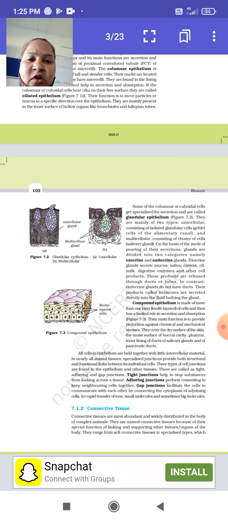Now, on the basis of the mode of pouring out of the secretion, glands are again divided into two types, exocrine glands and endocrine glands.